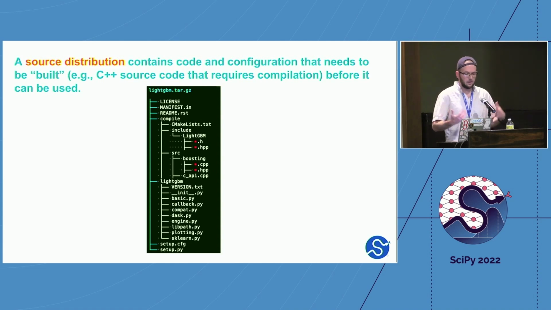So what does building mean? For example, in LightGBM, we ship all of this C and C++ code. We ship this setup.py file, which is using setuptools. And what's going to happen there is Python is going to be looking for a C++ compiler. It's going to be looking for the CMake build tool, and it's going to actually compile liblightgbm on your laptop before you can use the Python package.